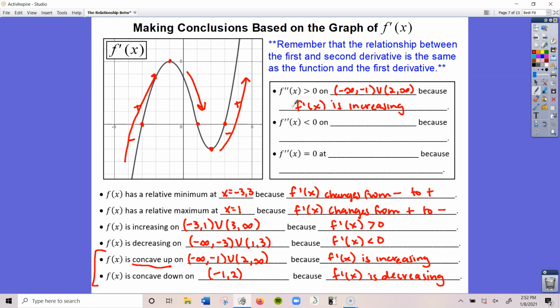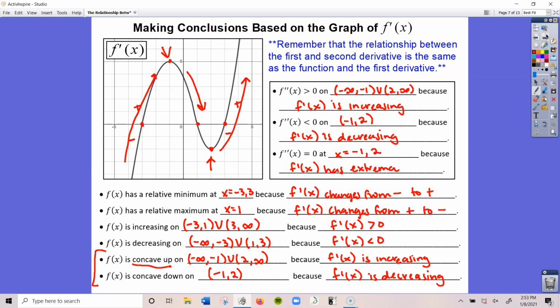When the second is greater than 0, the first is increasing. And when the second derivative is less than 0, the first derivative is going to be decreasing. So now it's decreasing from -1 to 2. And f double prime of x is going to equal 0. So remember, the second derivative will equal 0 when the first derivative has any kind of extrema, which occurs here and here. So this is at x is equal to -1 and 2 because f prime of x has extrema.